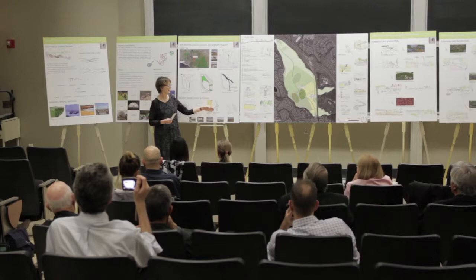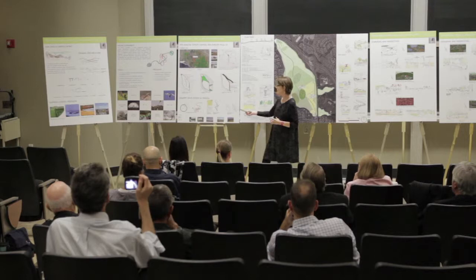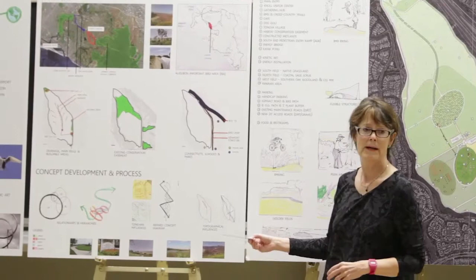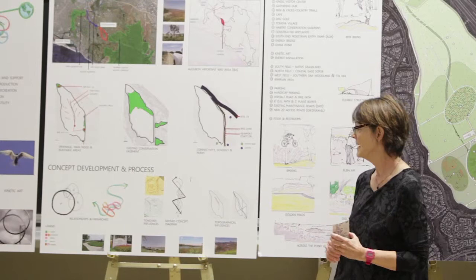And then the last stage of my concept development, I wanted an axial organization of the site. So I went back to this main ridge, and I made an axis that went from the high point due north, and then from northwest to southeast down the length of the site. And the final axis is this swerving axis that you can see that recalls the rattlesnake.